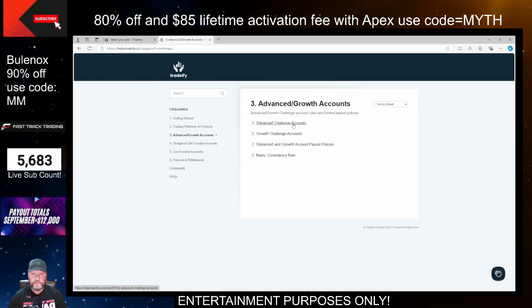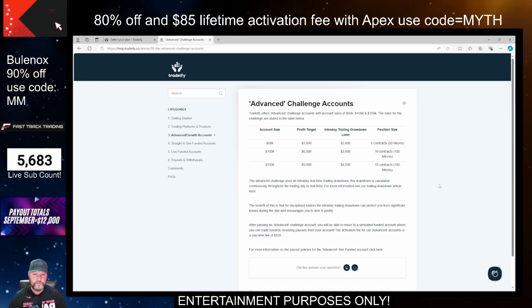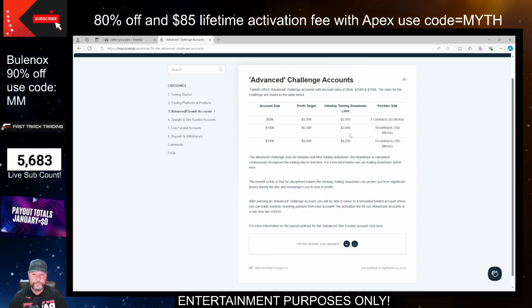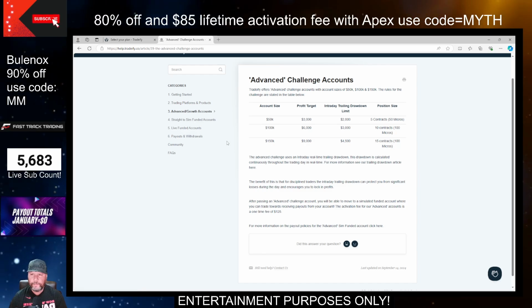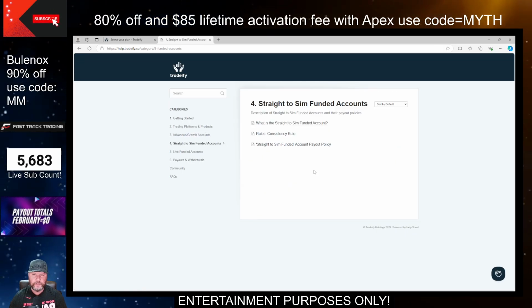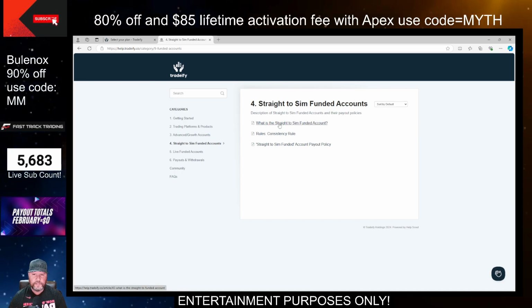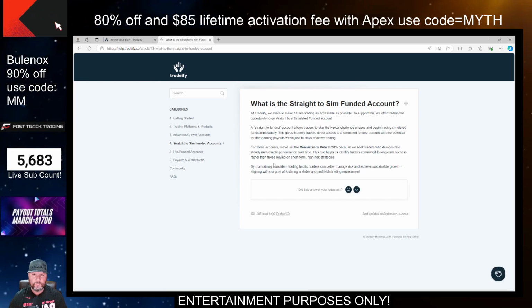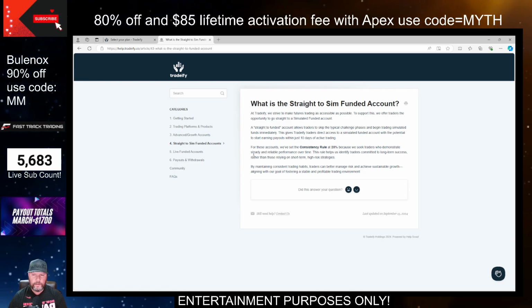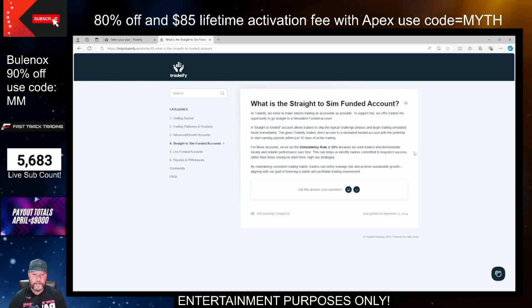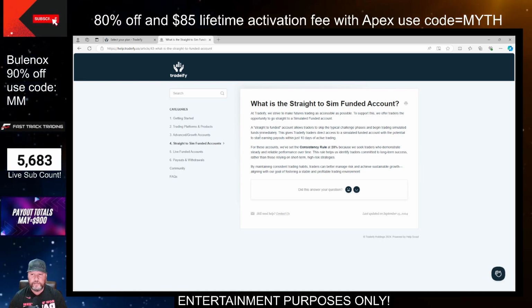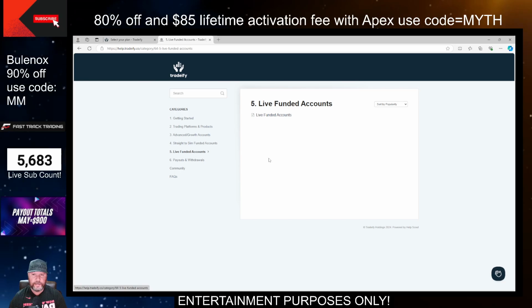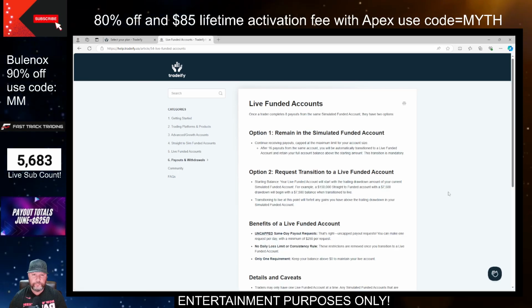Let's look at the advanced challenge account rules. So that's kind of what we just went over. Intraday trailing $2,000, so on and so forth. The straight to sim funded, that's the one that we want to take a look at the rules here. Basically, it's just saying a consistency rule of 20%. Now, you can DCA with these accounts, but it can't be your sole strategy. But you do have the ability to DCA with these accounts as well.